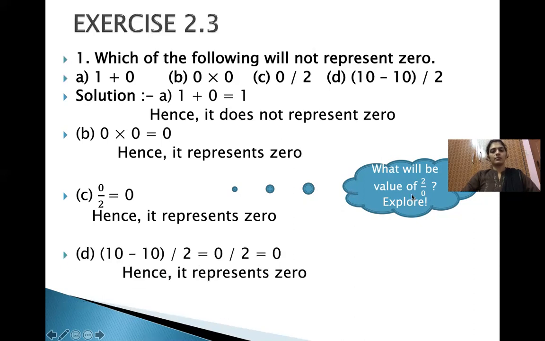Now next is 10 minus 10 by 2. So here if we subtract 10 from 10, we got 0. Again we got 0 by 2. And if 0 is divided by some number, then we will get 0 as the answer. Hence it represents 0.